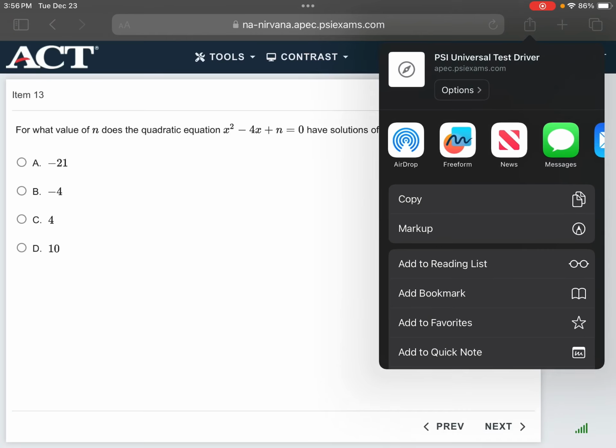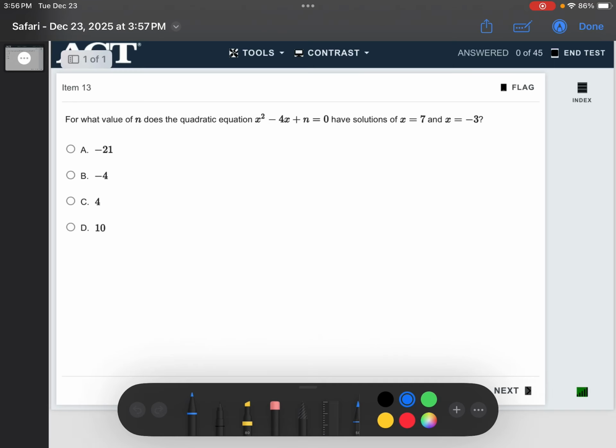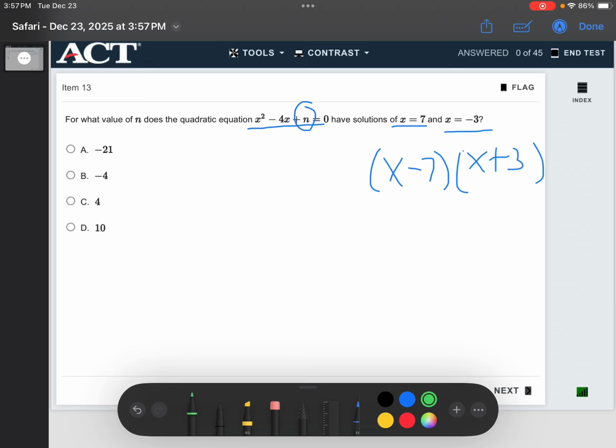So what they're trying to get us to do is understand, okay, if these are the solutions, the factors of those solutions are always the inverse. So since my solution is x equals 7, the factor is x minus 7. Since the solution is x equals negative 3, the factor is x plus 3. So if I do all this multiplication, I would end up with this quadratic, and I would figure out what n is. Well, n is just the constant, which means it has to be a constant times a constant, which is negative 21. So our solution should be A, which is negative 21.